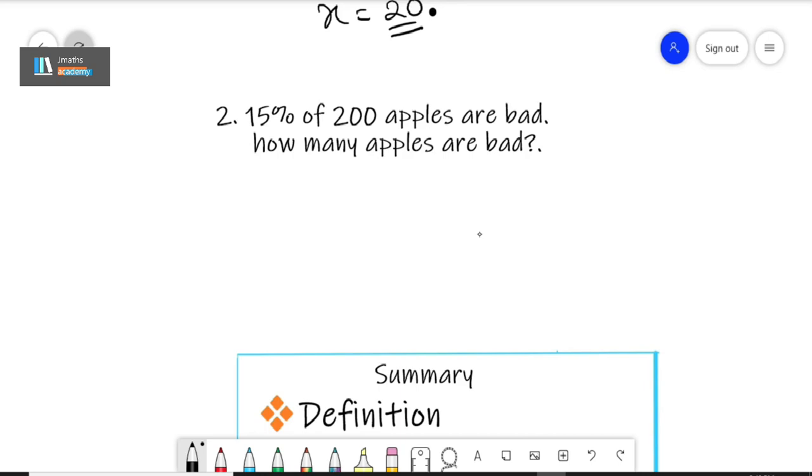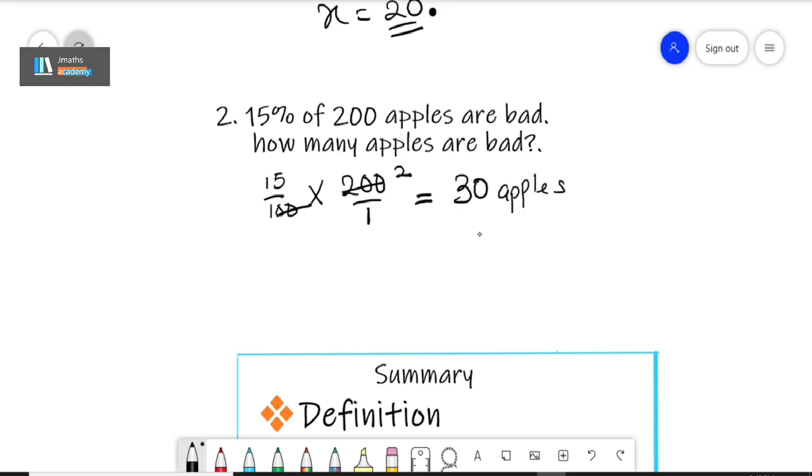So we have here: 15% of 200 apples are bad. How many apples are bad? We are given 15% of 200. 15% can be written in fraction form as 15 over 100. Of, in mathematics, is multiplication, multiplied by 200 over 1. To figure out the apples that are bad, we simply cancel 100 from 200, we are left with 2. And we know that 15 multiplied by 2 will give us 30. So it implies that 30 apples are bad.